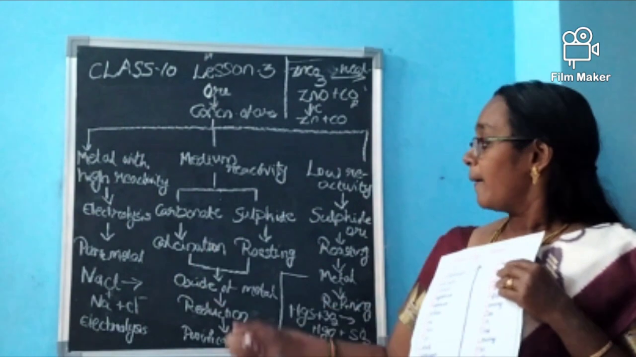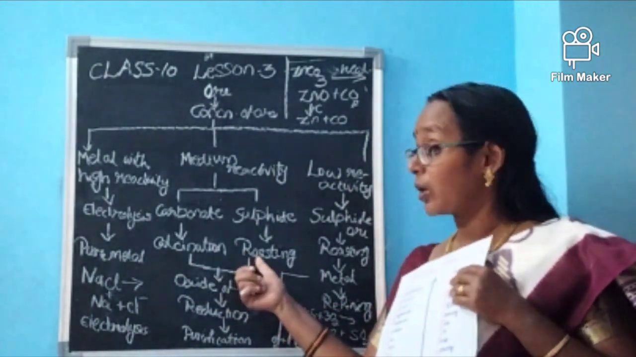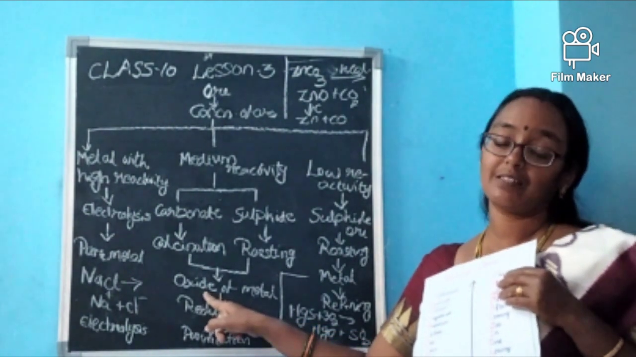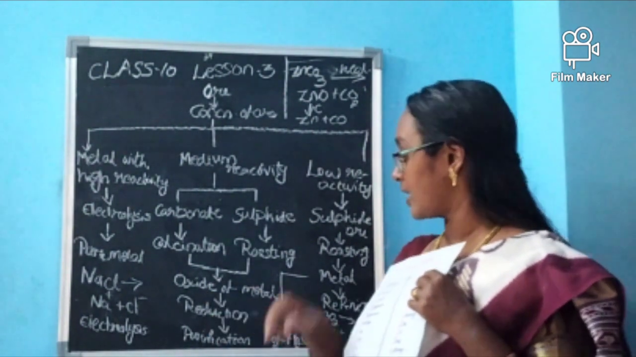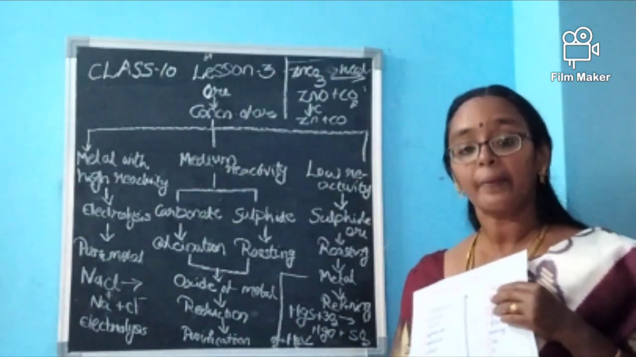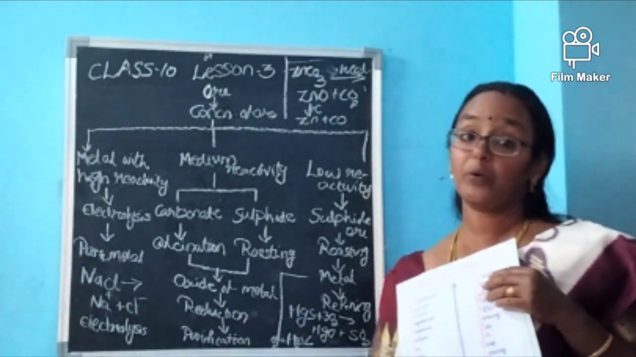So by calcination or by roasting, we are able to convert them into oxides of the metal. Then we have to reduce this oxide so that we will get the metal. Then we have to go for purification.